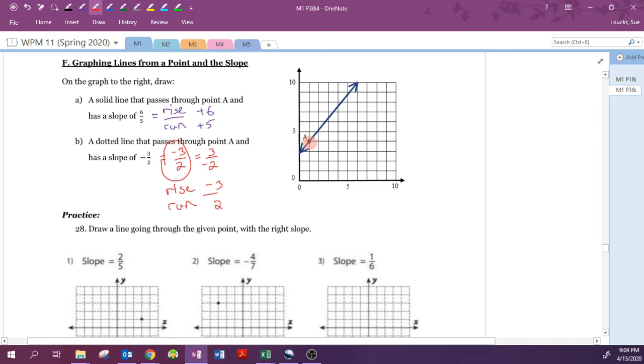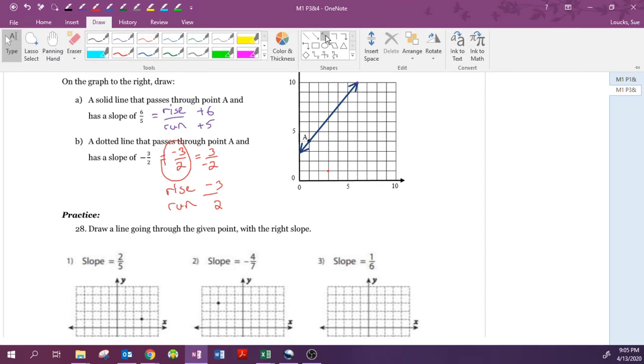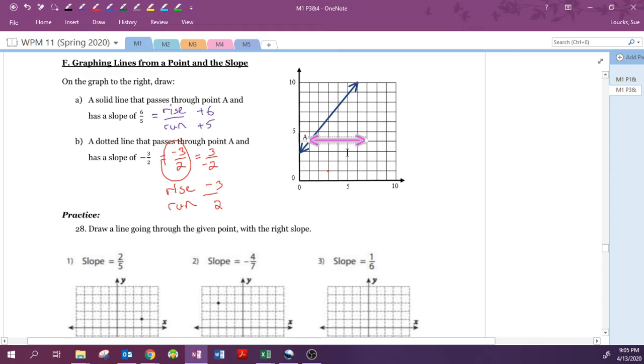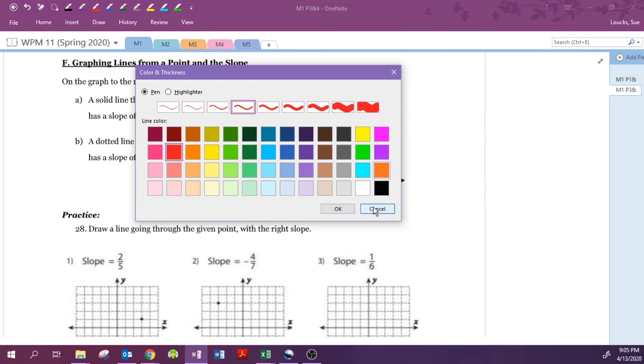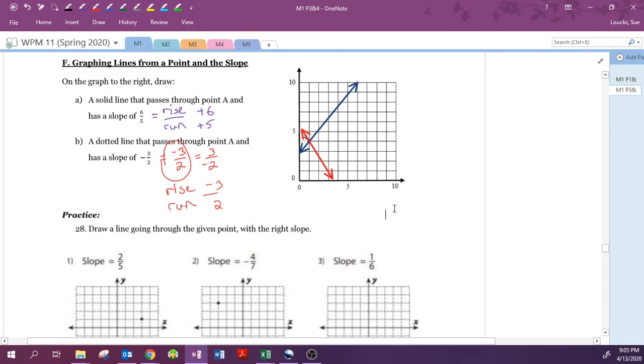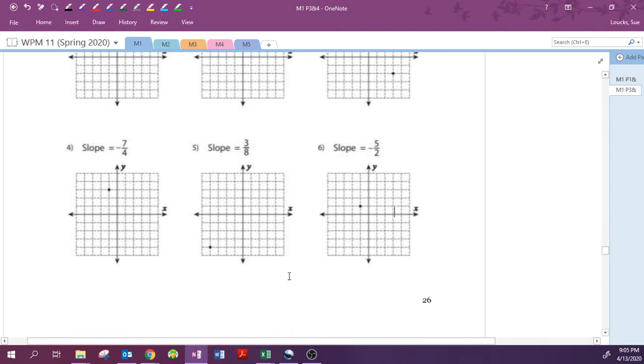So we have a rise of -3, 1, 2, 3, and a run of 2, 1, 2. And we put our second point here. And I will draw the line. Now I can't actually do dotted lines on this software, although I did figure out how to put the points where I want them to be, but I can make my line red. So let's do that. Okay, so that's the red line. Okay, go do the practice and then come on back.